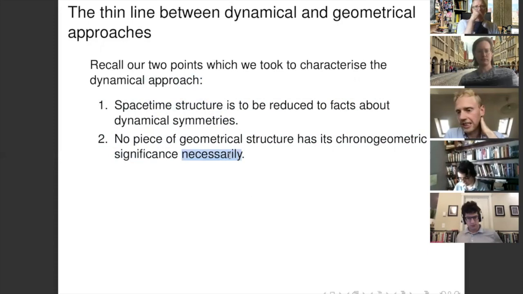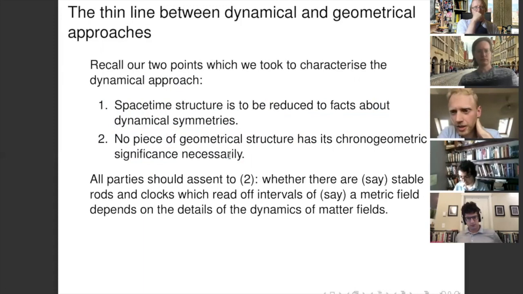Well, when it comes to two, really all parties should assent to it. I mentioned this earlier when I was talking about the qualified geometrical approach, and I said that they should just assent to the fact that sometimes your piece of structure might not qualify as operational space-time. It might not always be that matter fields read off intervals of this given piece of structure. To say that is basically to be accepting point two, that it's not necessarily the case that my designated piece of structure is surveyed by matter. So if all parties should assent to two, and if the proponent of the dynamical view is no longer advocating a novel form of ontological reduction of the metric field a la one, I think it's reasonable to ask, what is left of the difference?